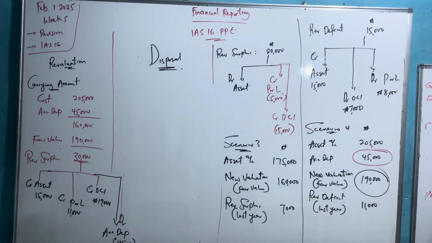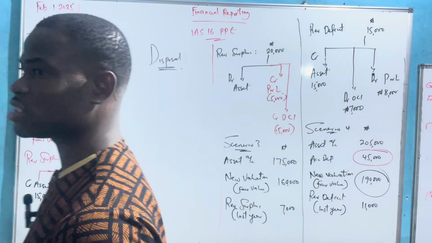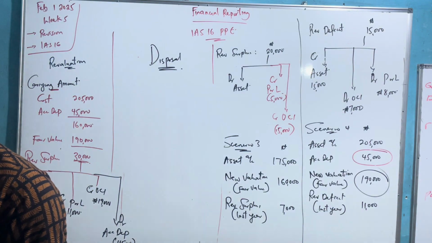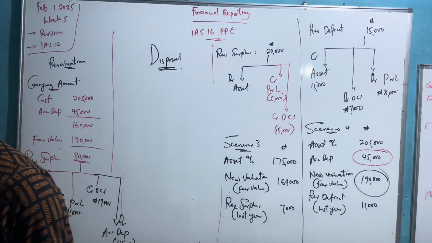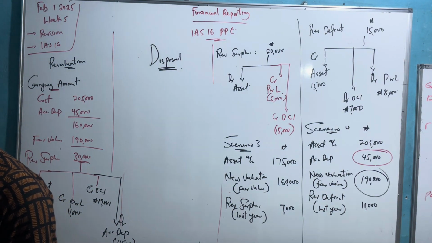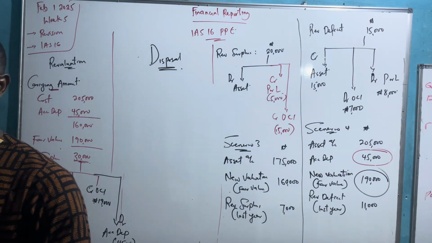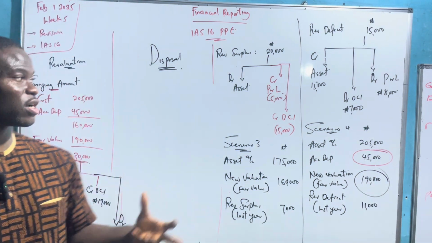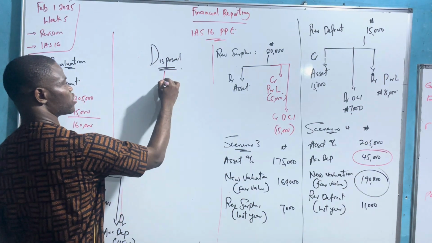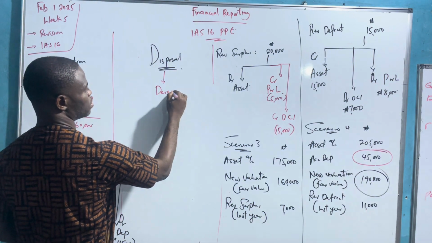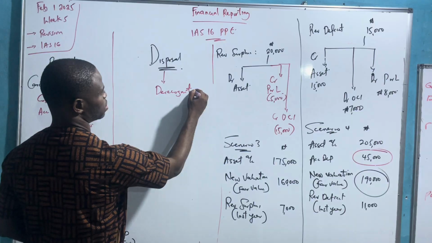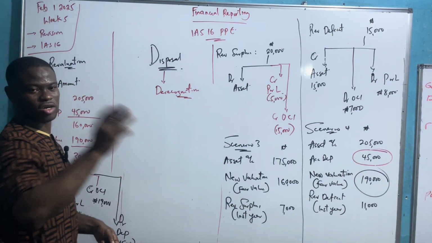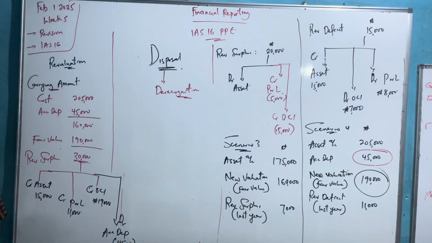Disposal. Okay, so what's the principle around this? The first thing we need to establish is that disposal will arise when you derecognize an asset. So it can arise as a result of what? Derecognition. That is where you can have disposal. Do you know what derecognition means?